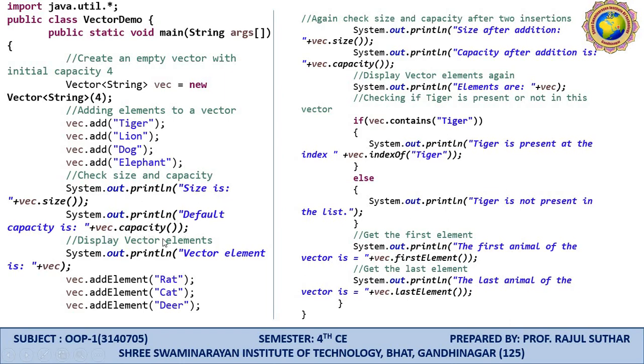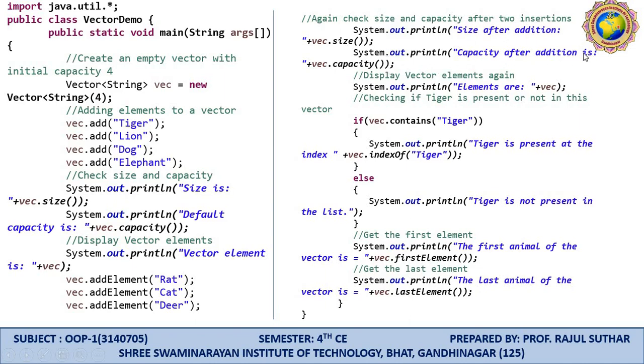It will show the default capacity of a vector. System.out.println(vector element), so it will display the vector element. VEC.add(element): you can add a number of elements, like after this you can add rat, cat, and deer. Again check the size after addition by using VEC.size. Dot size is one method to display the size after modification of a vector.